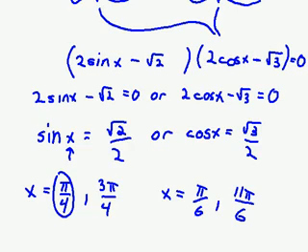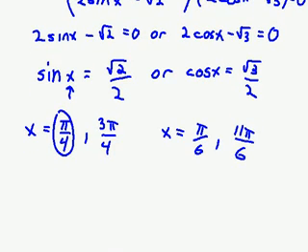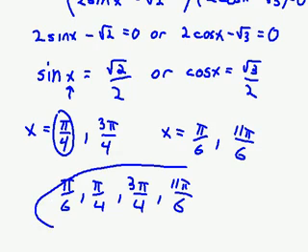And since we were just asked to find all the solutions between 0 and 2 pi, we're done. You might want to list them in order. So you could say pi over 6, pi over 4, 3 pi over 4, and 11 pi over 6 are your solutions.